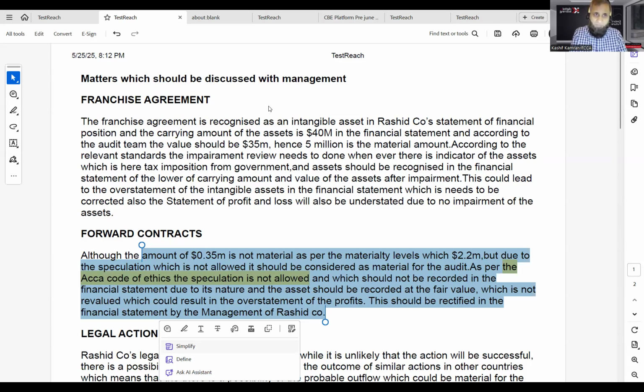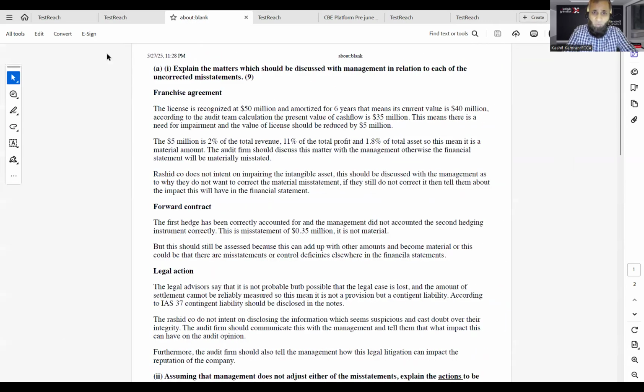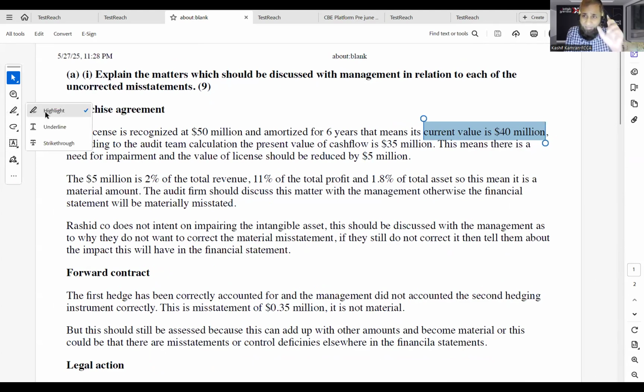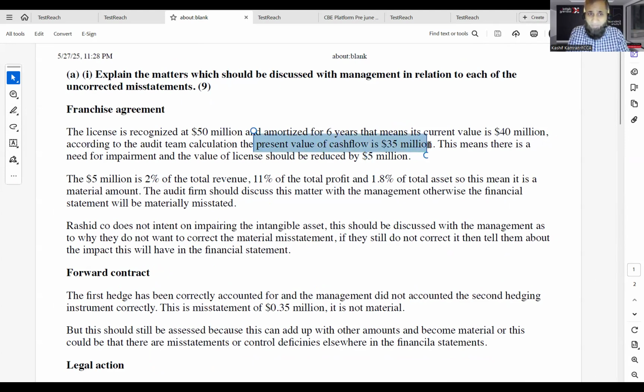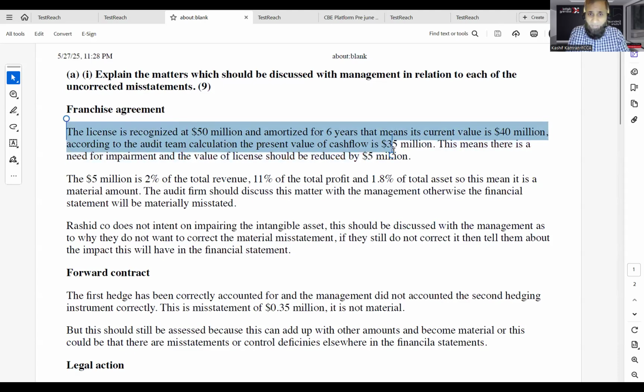Look at the other one. This to me was the best one, right? The student started telling us in the very first go. The student told that the license is $50 million and it's been amortized over 6 years, which means the current value of the license is 40 million. So the student picked up very well that the license is 50, but after 6 years of amortization, it's 40. And the present value of the cash flow is 35 million. And on that basis, there should be an impairment of 5 million. So in the first paragraph, the student sums up the issue.